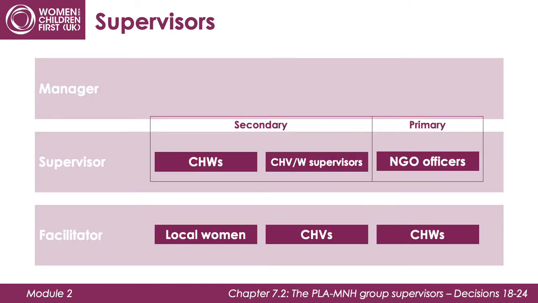As presented previously, where NGO officers are engaged as PLA-MNH group supervisors, the aim should be to hand over the responsibility to embedded supervisors by the end of the program. As a result, two ratios must be kept in mind in these cases. The primary and secondary PLA-MNH group supervisors must both have a ratio of PLA-MNH group facilitators that matches the recommendation, a maximum of approximately 50 for the primary NGO supervisors and 12 for the secondary embedded supervisors.